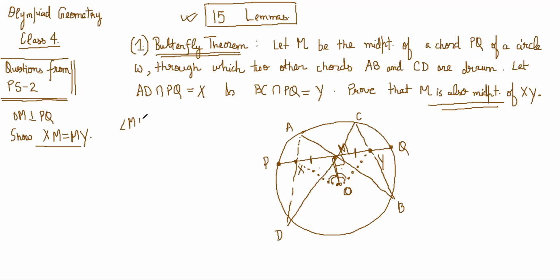Proving angle MOX is equal to angle MOY. If you can prove that, that will mean that two angles of the triangles are equal. That means they are similar triangles, and one side is anyway common, so it will be congruent. And then that will mean that this is true. So your target can be to prove that these two angles are equal.